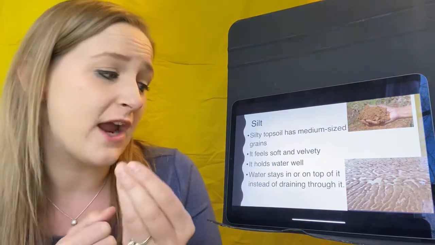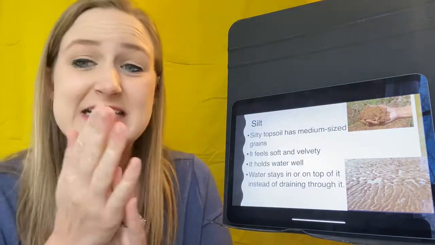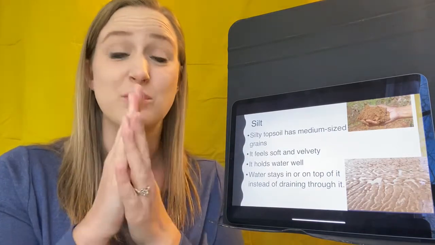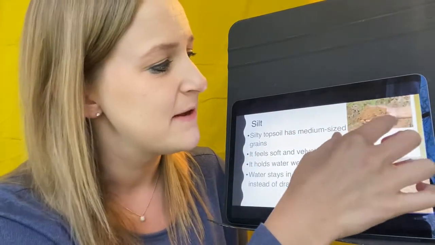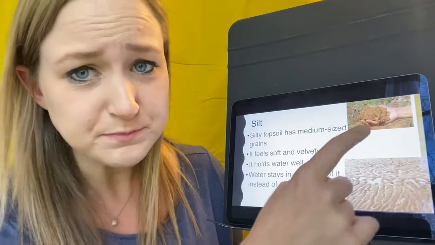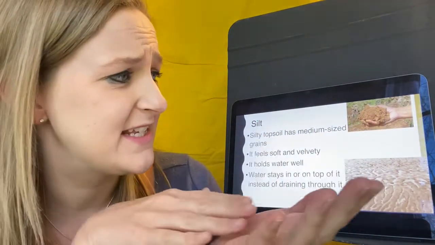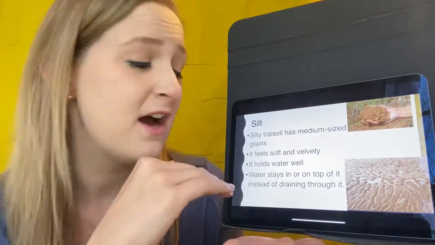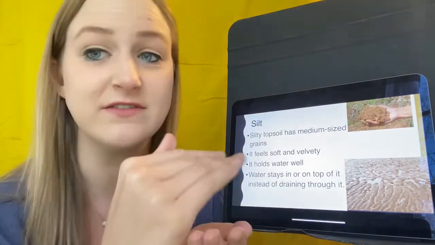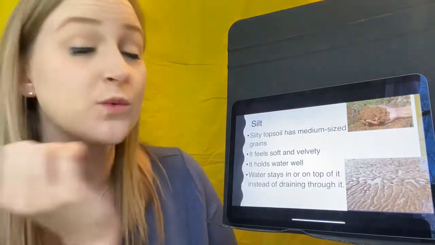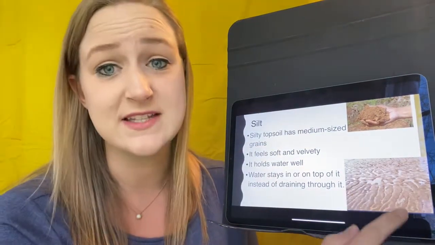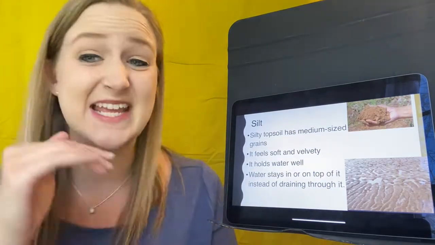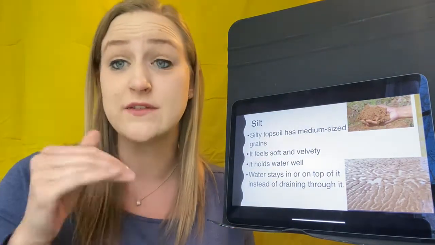Now these, when they are wet, feel very soft and velvety. So if you put them in your hand, it would feel really soft. If you can see this picture up here, you can see that his hand looks more soft. It's not liquidy, but it's more velvety. It holds water really, really well. In this picture, you see water collected on top of it. The water stays in it or on top of it instead of going through it.